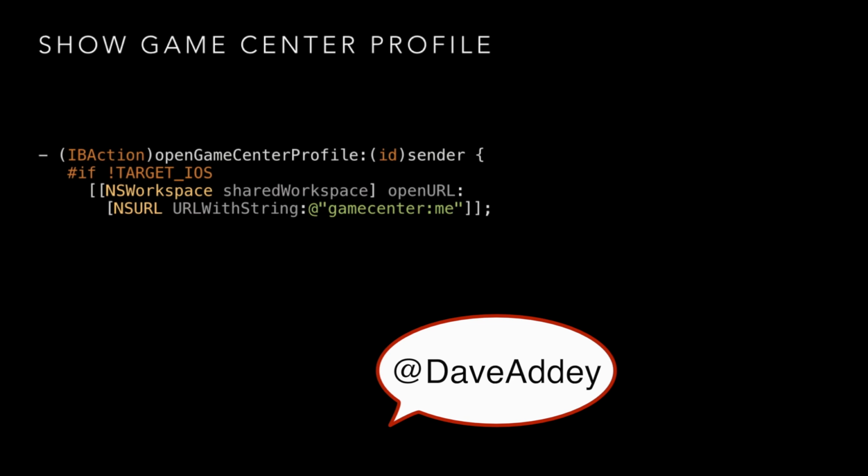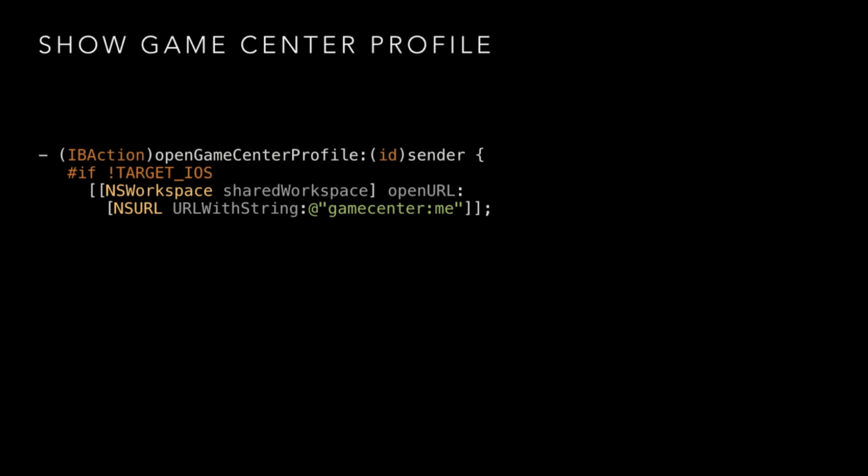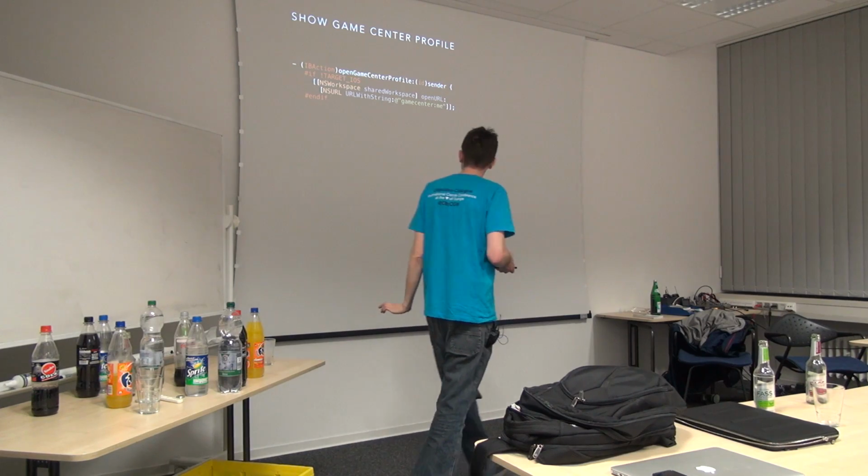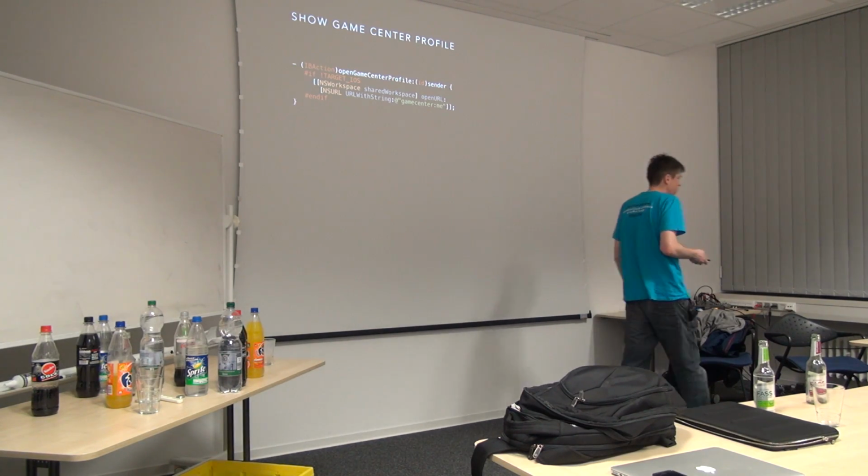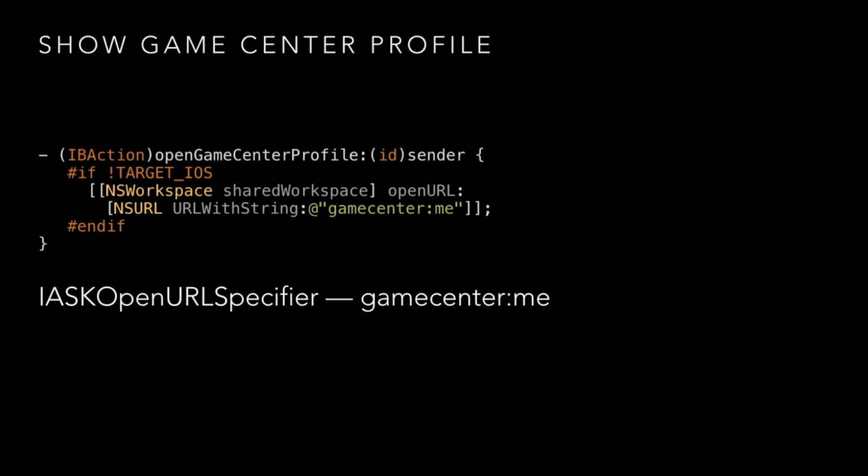Game Center semicolon me. Game Center is just the URL scheme, and then there are other things than me. That's what I do on the Mac, as you can see. On iOS, I do it a little bit differently. On iOS, I actually use the same URL because it's the same URL. That's the cool thing about it. But I use this IASK open URL specifier.